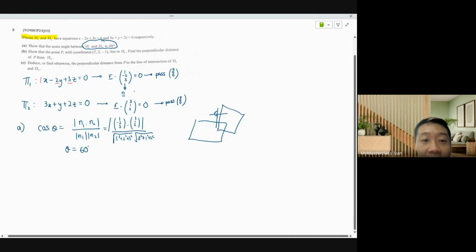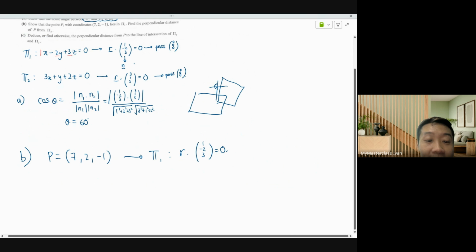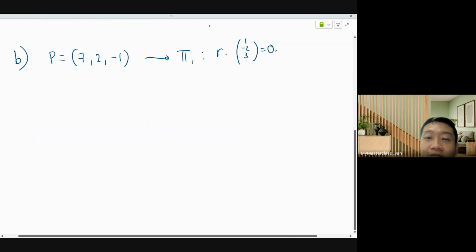Next, show that P lies on pi 1. The P has a coordinate of (7, 2, -1). I know that pi 1 is given such that r dot (1, -2, 3) equals 0. So the next thing we know is, what is the meaning of r? I keep telling you that this means x, y, z, which also means any point on the plane.